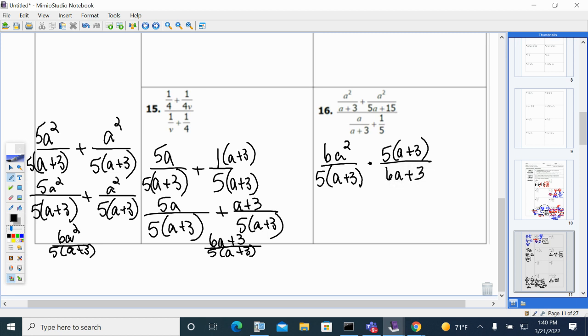So my 5 times a plus 3 is going to cancel. The denominator on that second fraction needs to factor. There's a GCF of 3. Because the way it was, I could not cancel. That's a binomial. I couldn't cancel anything from that 6a plus 3. But now I can cancel the 3 and the 6. 3 goes into both 3 and 6. 3 divided by 3 is 1. 6 divided by 3 is 2. So I end up with 2a squared over 2a plus 1.